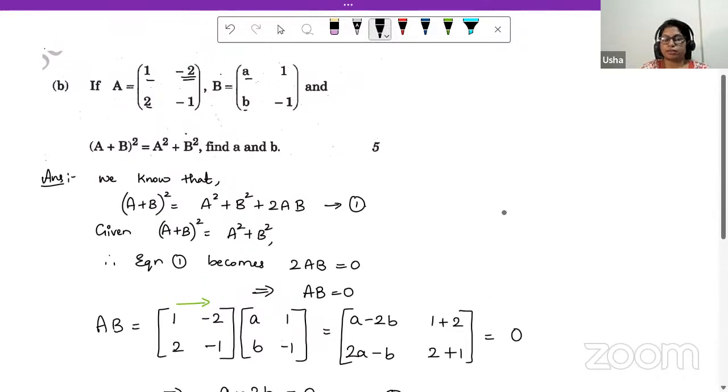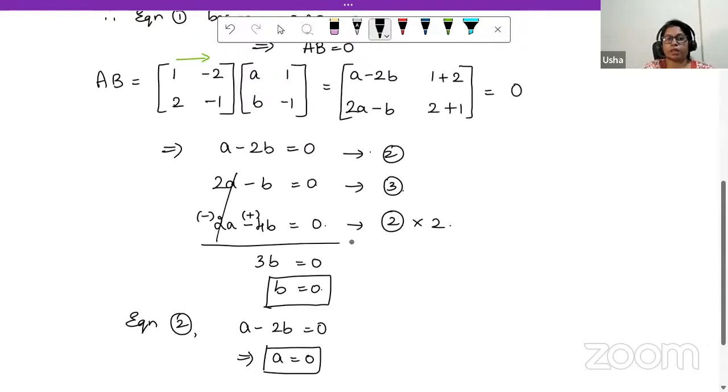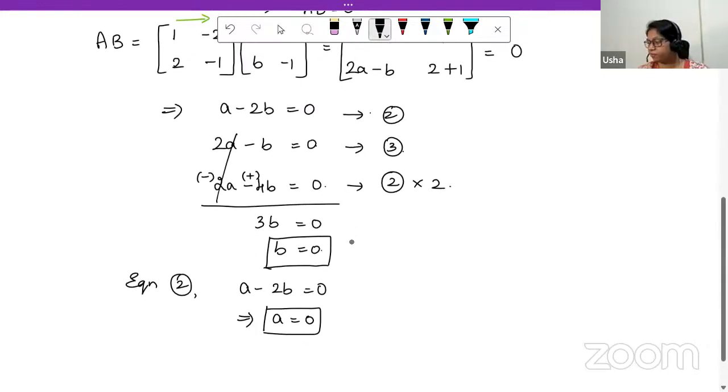So whenever questions like this are given, if you substitute in this and simplify, it will be very lengthy. You can decide based on the given information. So based on this, I saw that 2 into AB is 0, means A into B is 0. So we are finding AB and then equating it to 0. And when a matrix product is 0, it means all the elements in it are 0. So A minus 2B and 2A minus B, we will equate to 0 and this is the answer we get. Understood this? Shall we go to the next question of the same type?